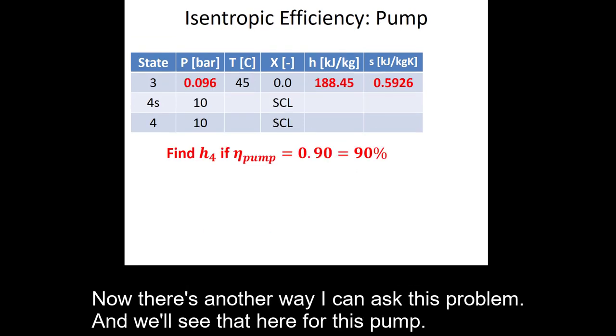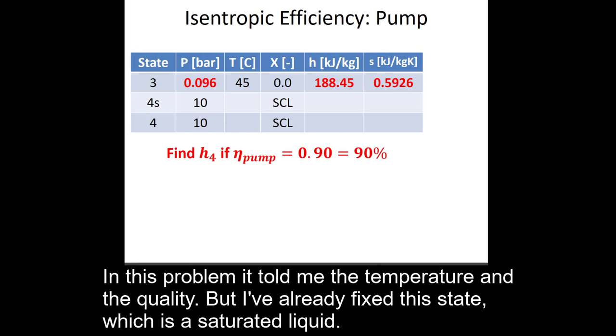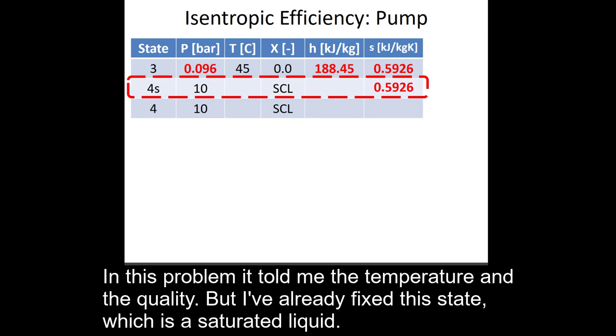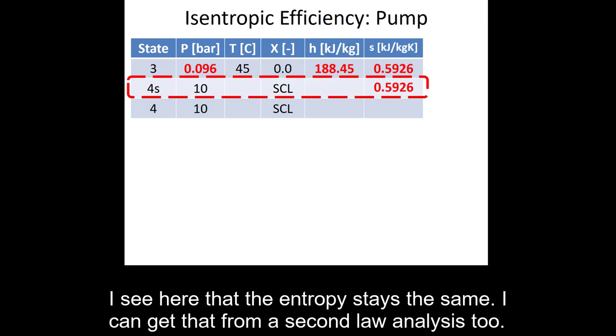Now there's another way I can ask this problem, and we'll see that here for this pump. Here I can give you the isentropic efficiency and then ask you what the real outlet is. In this problem, it told me the temperature and the quality, but I've already fixed this state, which is a saturated liquid. Now, as I go down to the ideal outlet, I see here that the entropy stays the same. I could get that from a second law analysis too.